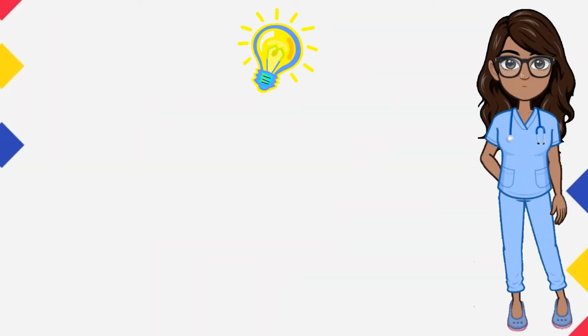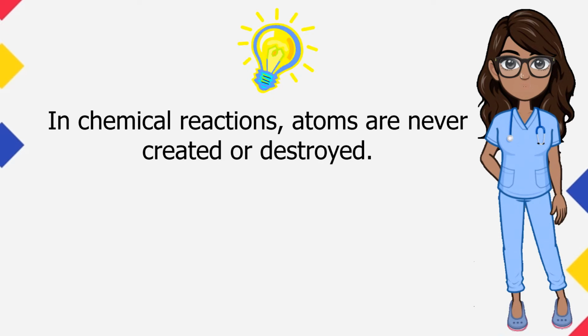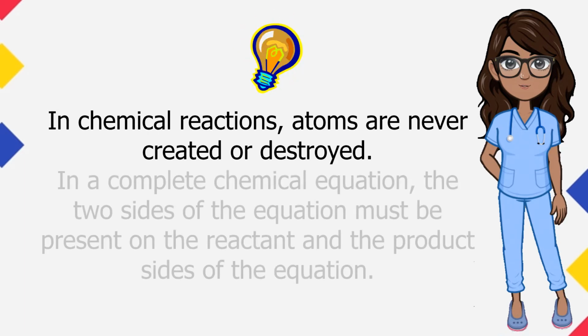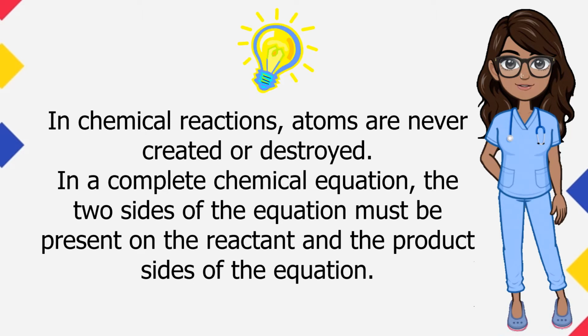Even though chemical compounds are broken up and new compounds are formed during a chemical reaction, atoms in the reactants do not disappear, nor do new atoms appear to form the products. In chemical reactions, atoms are never created or destroyed. The same atoms that were present in the reactants are present in the products. They are merely reorganized into different arrangements. In a complete chemical equation, the two sides of the equation must be equal, present on the reactant and the product sides of the equation.